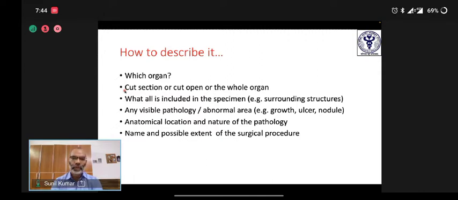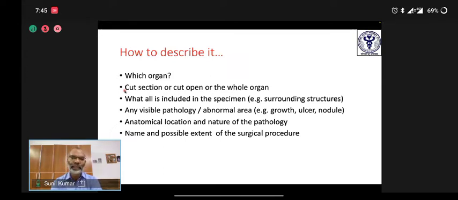Then the anatomical location and the nature of pathology. You are expected to include that as well in your description, that where it is located. Is it located on the surface? Is it located in the fundus, in the wall of the gallbladder, whatever it is. But you have to make it a point that you describe the location also.